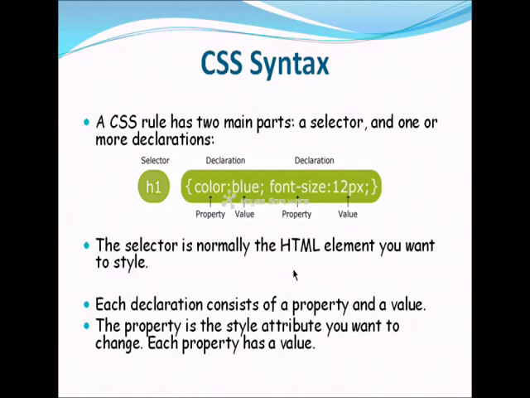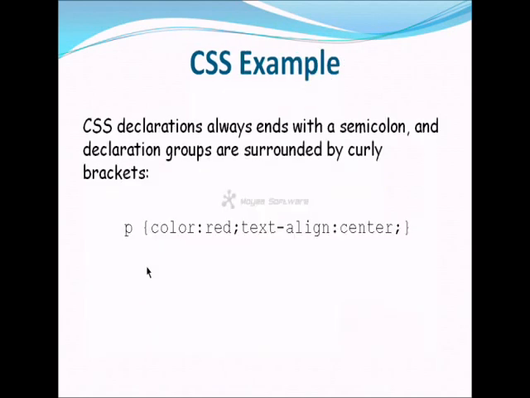A CSS rule has two main parts: a selector and one or more declarations. Here's the selector and here are the declarations. The selector is normally the HTML element you want to style, and each declaration consists of a property and a value. The property is a style attribute you want to change, and each property has a value.